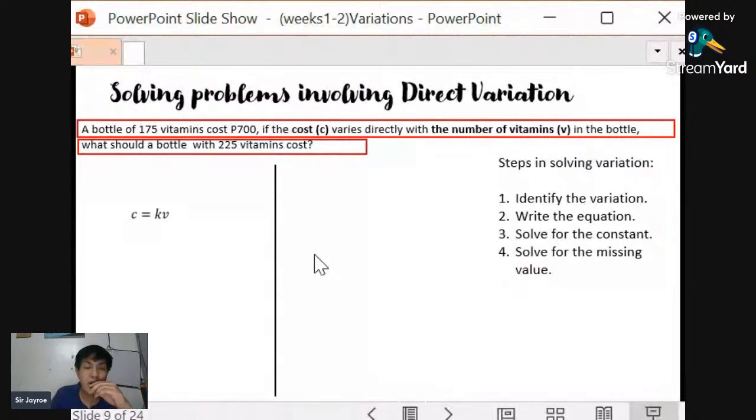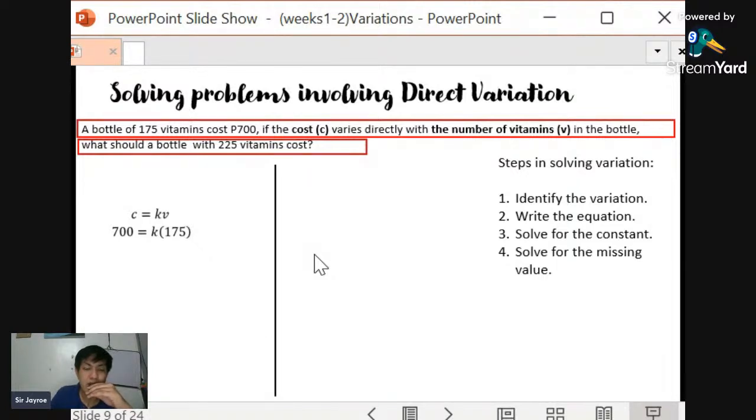Okay, now we're going to replace the value. We're going to look for K. So that is for the first statement. Always remember, in our first solving, what we look for is the constant. So what is the value of C and what is the value of V? The value of C here is 700 because that is the cost. And V stands for vitamins, or number of vitamins. So that is 175. That is what we will use. We're not going to use 225. That is for later. Okay? Now, with that, what is the value of K?